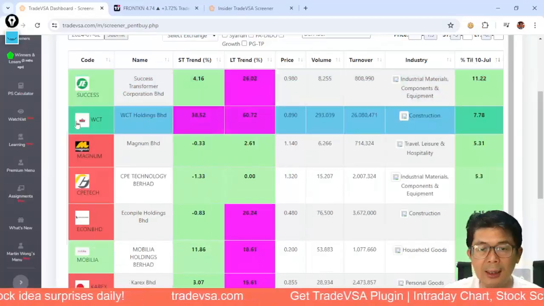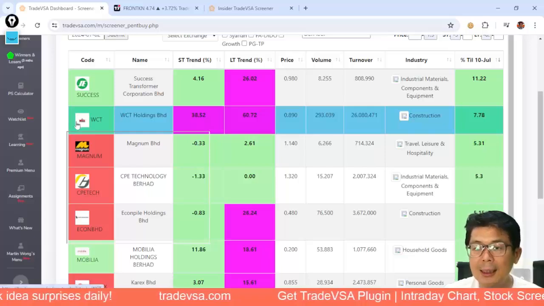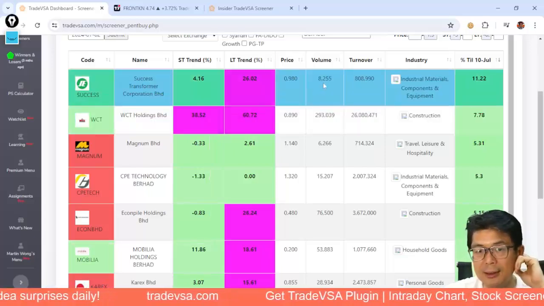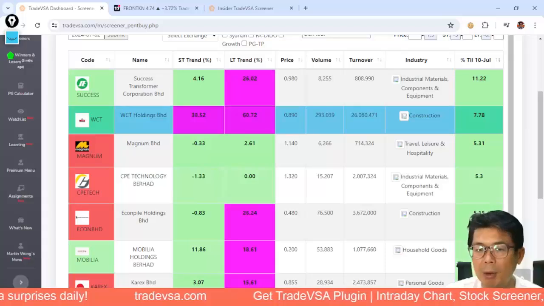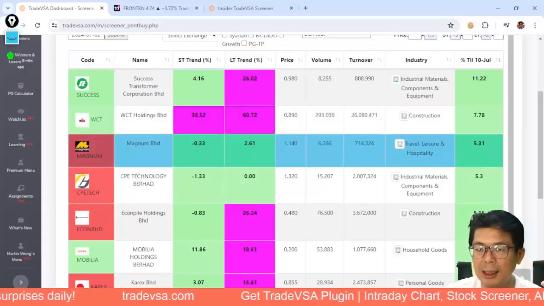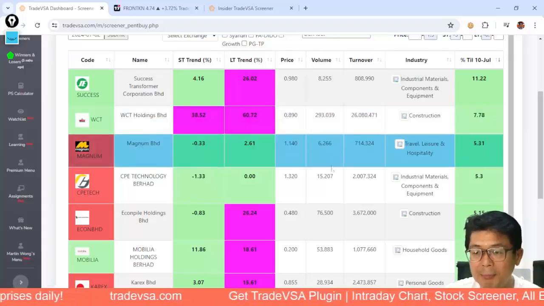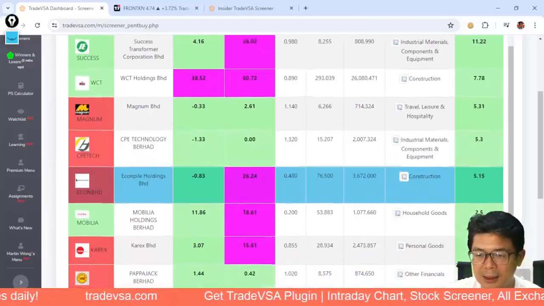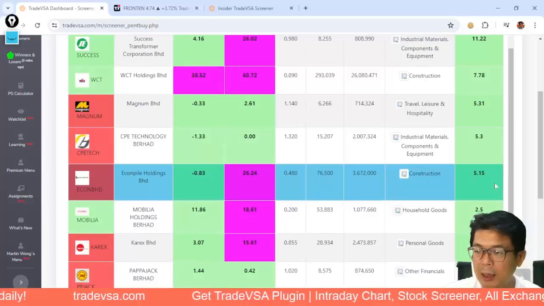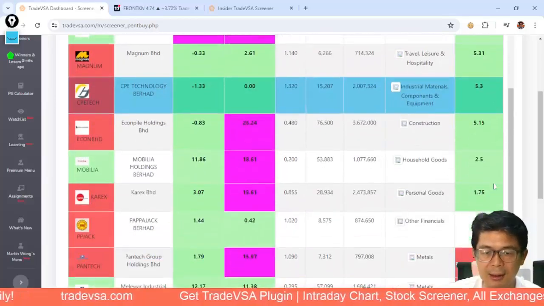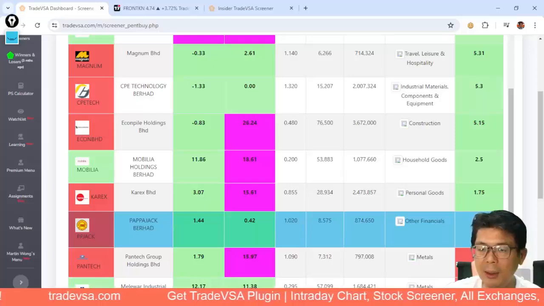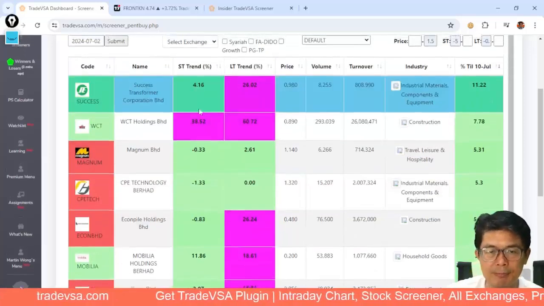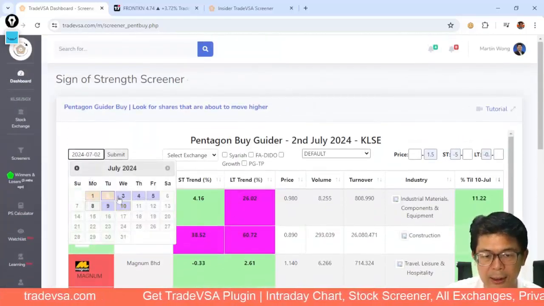CL, so you can switch over to this side. You'll pick WCT. Okay, now this volume is just a bit low. You probably pick WCT, 7%. You can't pick Magnum. You probably pick CPE, Cipetec, and also Econ Berhad, 5% return here. All right. So Papa Jack also comes back and now $1. Okay, 8,000. Okay, let's look at another one.